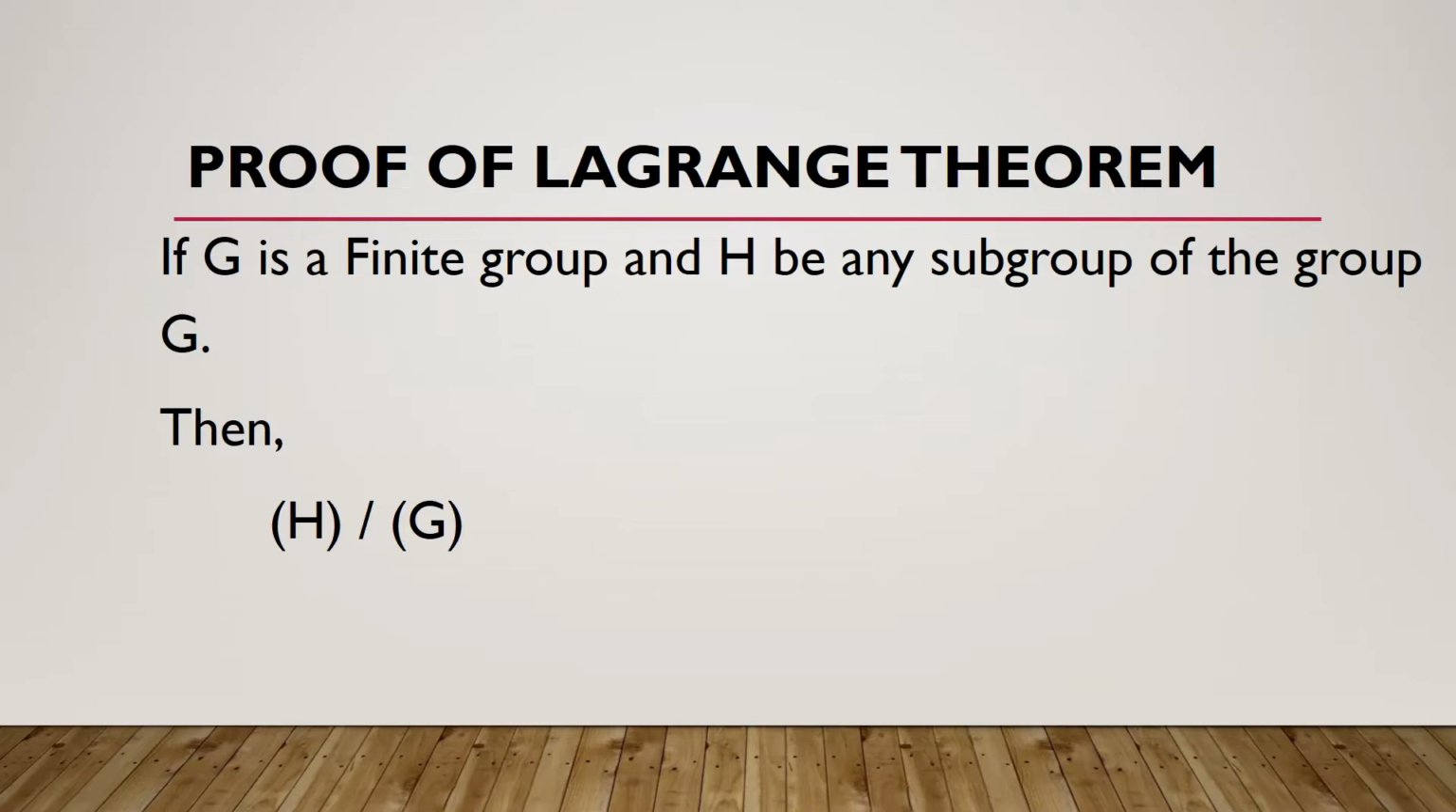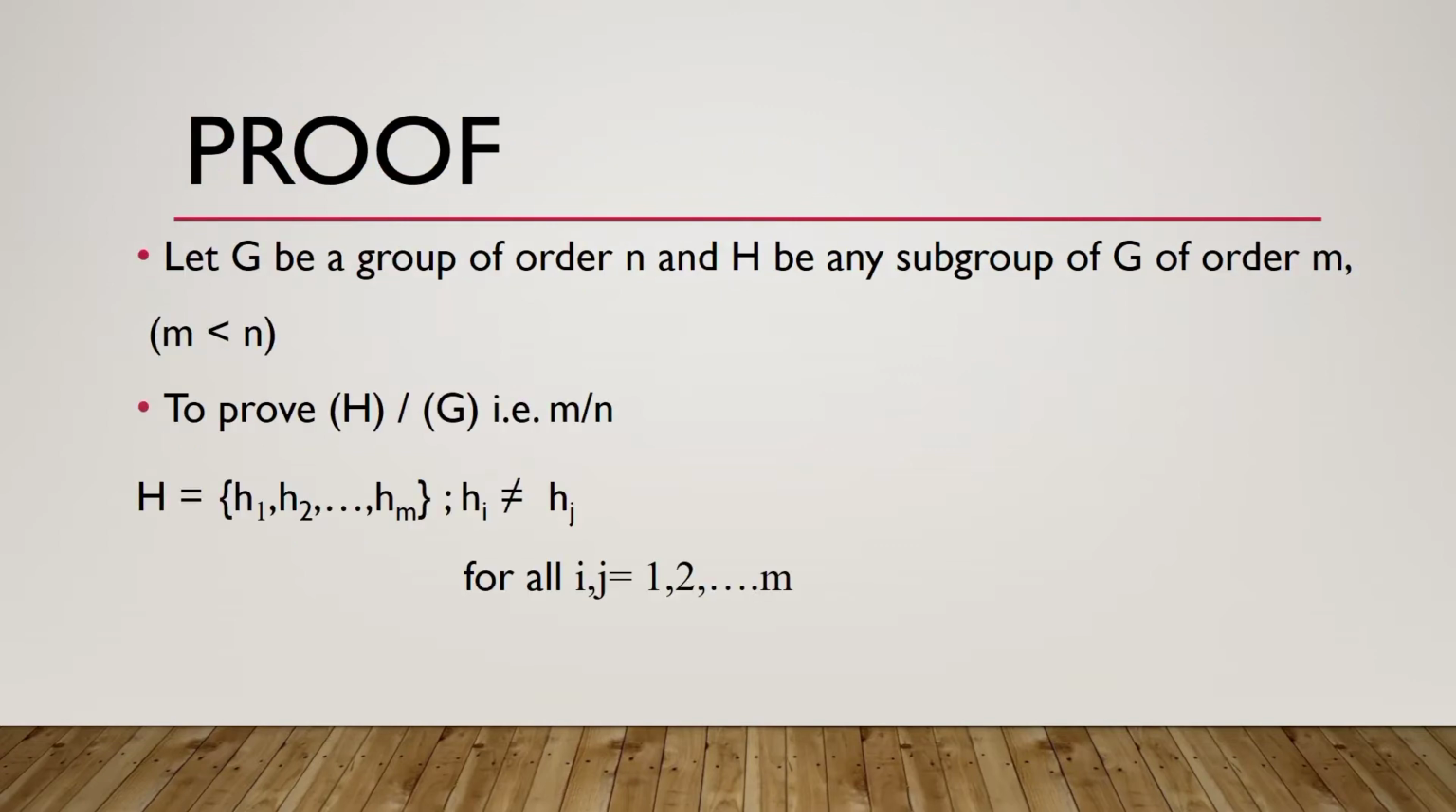If G is a finite group and H is any subgroup of G, then the order of group G is divisible by the order of subgroup H. To prove the statement, let G be a group of order n and H be any subgroup of G of order m. As you can see, m is less than n, since the number of elements in subgroup H cannot be greater than the number of elements in group G. So we have to prove that the order of H divides the order of G, that is, m divides n.